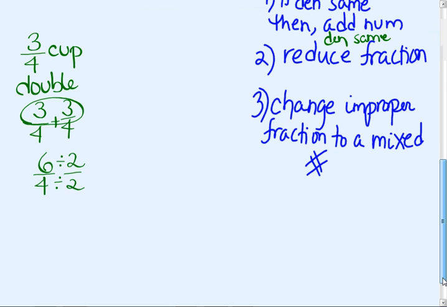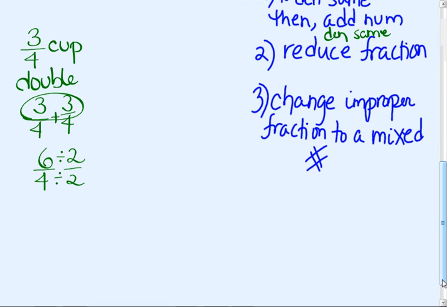Okay, what does that reduce to? What's 6 divided by 2? Notice I'm not putting an equal sign in because it's not an equation. What's 4 divided by 2? What's half of 4? 2. Okay, this is an improper fraction.